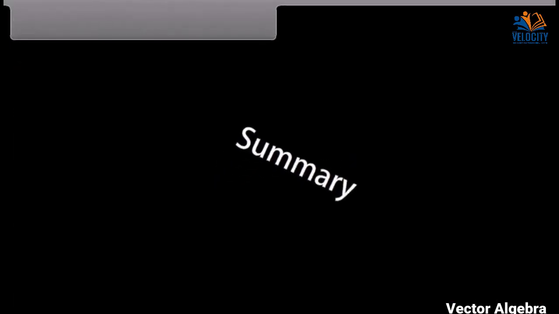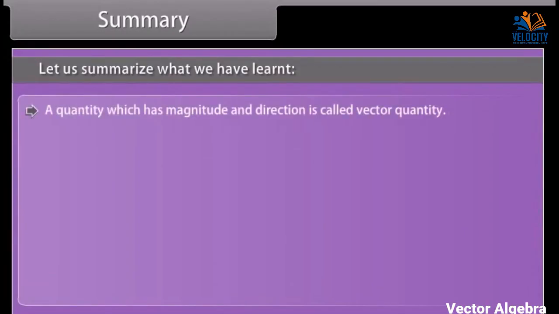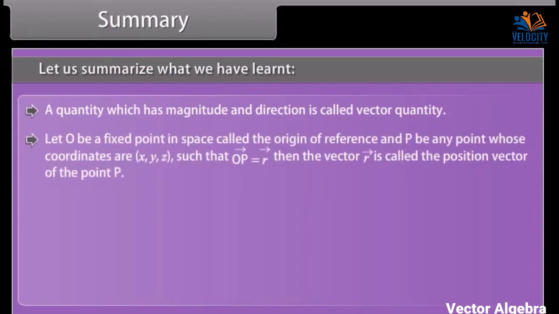Summary. Let us summarize what we have learned. A quantity which has magnitude and direction is called a vector quantity. Let O be a fixed point in space, called the origin of reference, and P be any point whose coordinates are x, y, z such that vector OP is equal to vector r. Then the vector r is called the position vector of the point P.